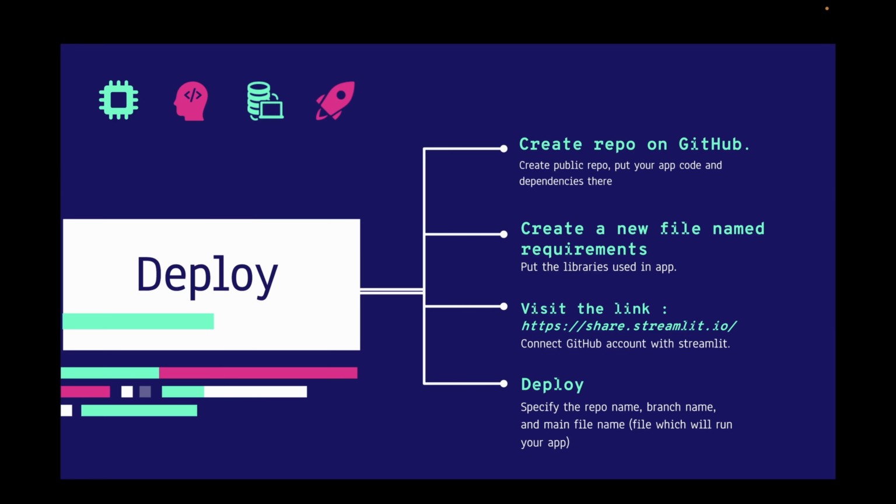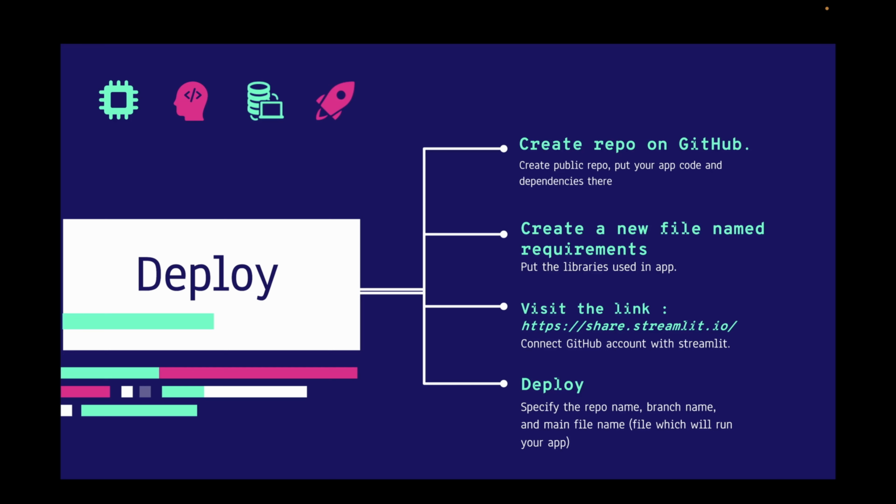Now we'll see how we can deploy our Streamlit app. To deploy your Streamlit app, you have to create a repository on GitHub and push all your code and dependencies to that repository, and then add one requirements.txt file in which you include all the libraries you are using in your project with their versions. Put everything in the requirements.txt and push it to GitHub.